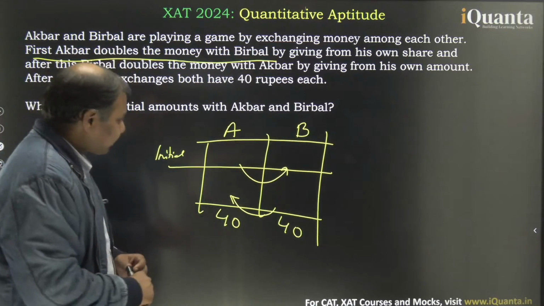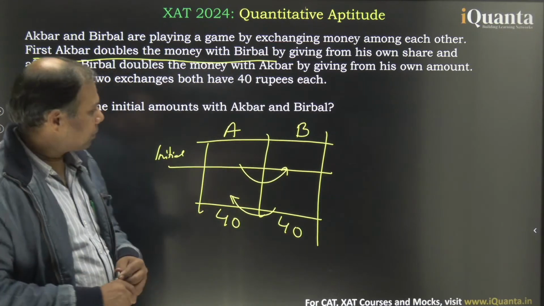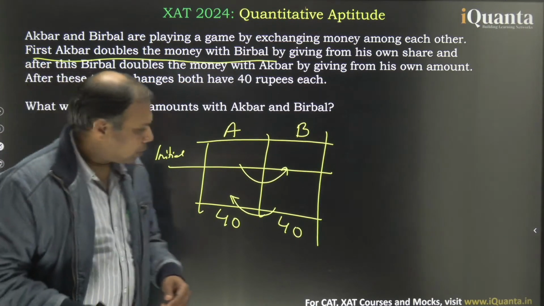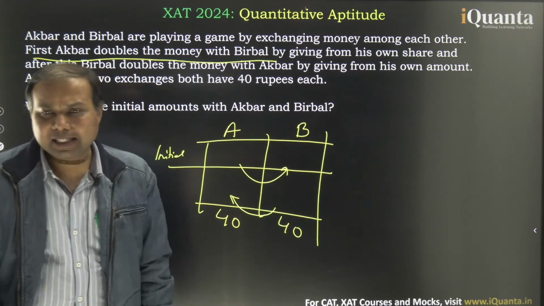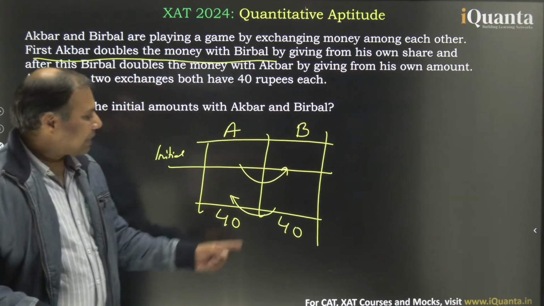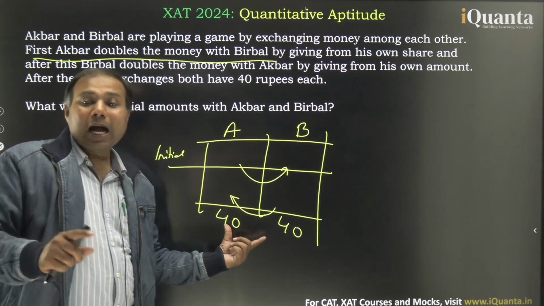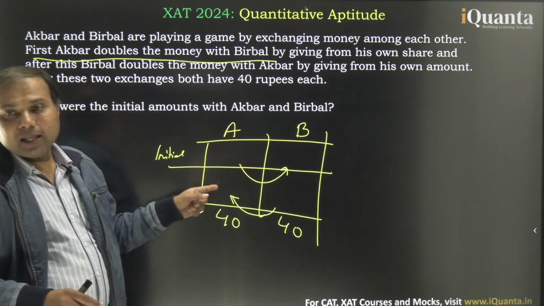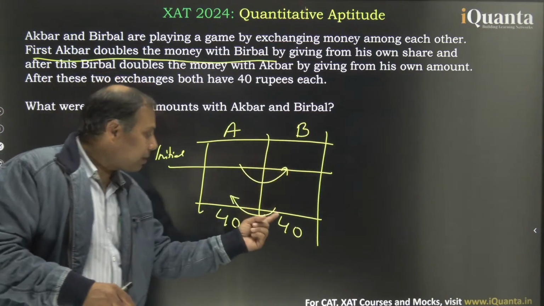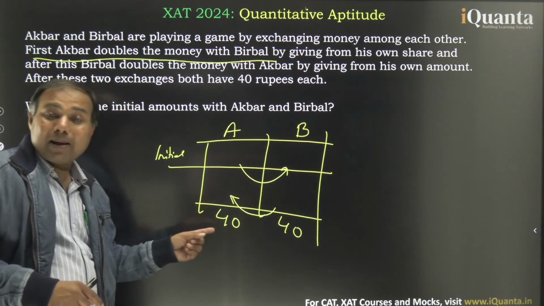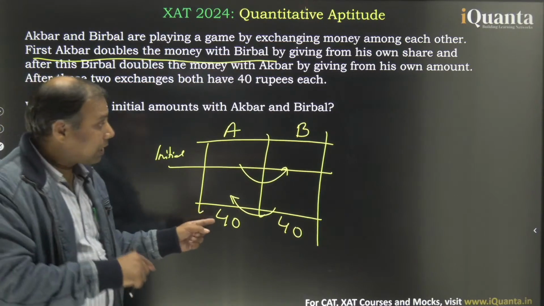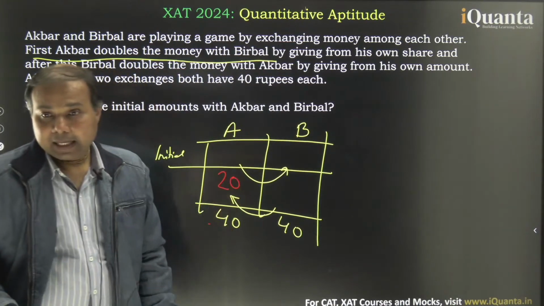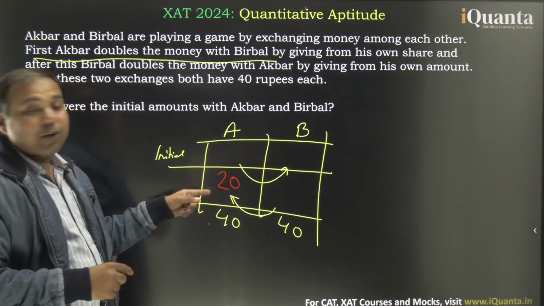Right, let's continue. I hope you may have done it so far, but for the sake of completing the question, you are to tell me the answers. In the last step, as some of you said, start from the last. Both are having 40 each. How did it happen? When Birbal doubled the amount of Akbar, Akbar is having 40 rupees. That means before doubling, he must have had half of it, that is 20. Is it not? And that means 20 rupees were given to Akbar by Birbal.